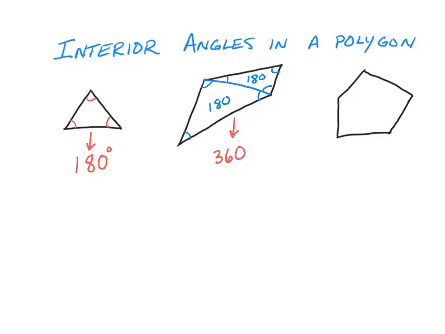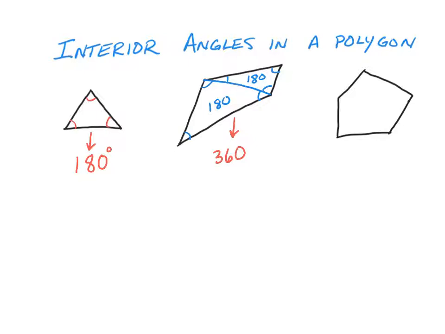Now we have to be careful of how we divide up these shapes into triangles. So we're going to look at a pentagon now, a five-sided figure. And the problem with a lot of students is, when they draw these triangles, they're just going to start drawing something like this. Well, the problem here is that this triangle, say right here, that angle is not part of the interior angles of the pentagon.